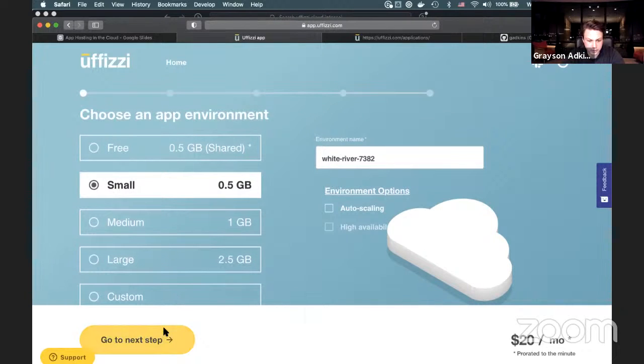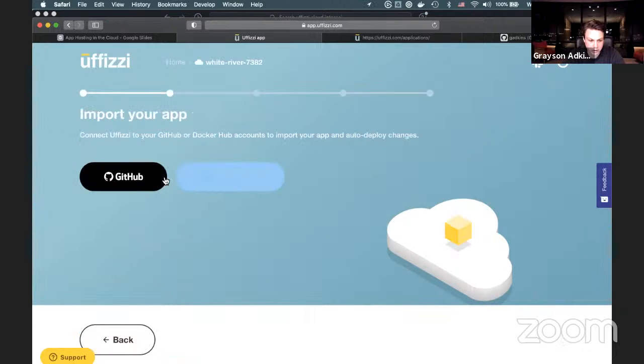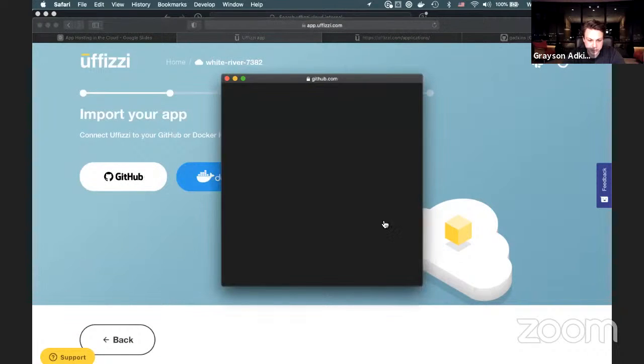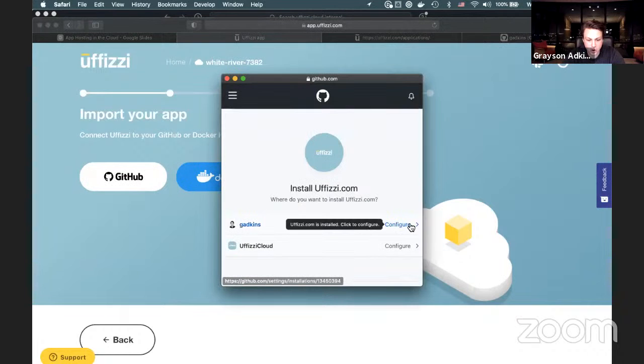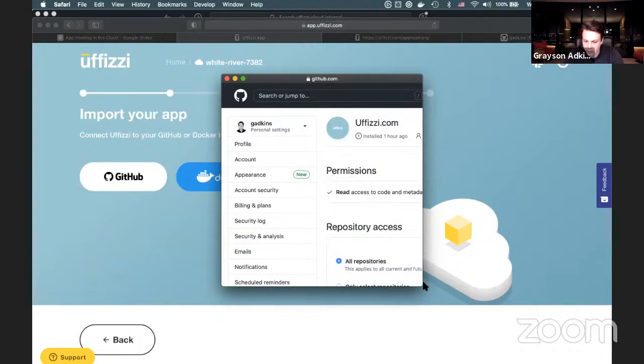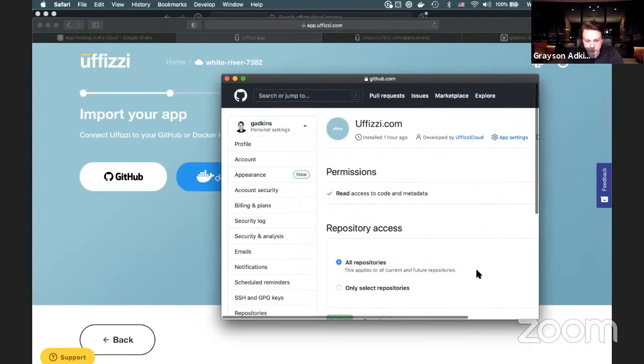Go ahead and just choose a small one right now. We'll import from GitHub, as I mentioned, and it's going to ask me to allow Uffizzi to install the Uffizzi app on my GitHub repository. This is read access only, so we're not actually writing anything to any of your repositories.